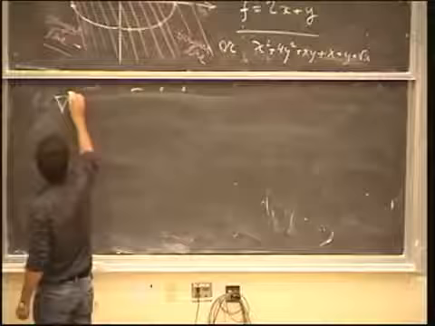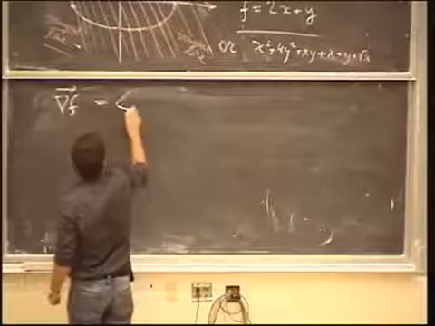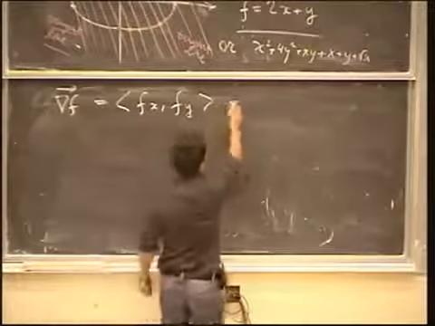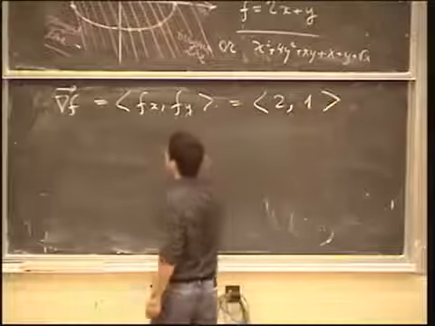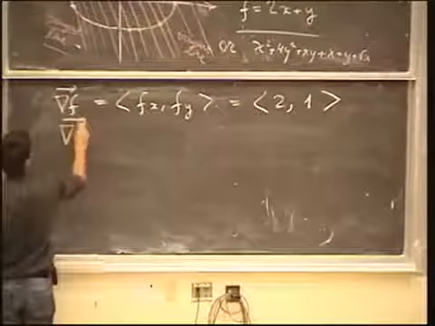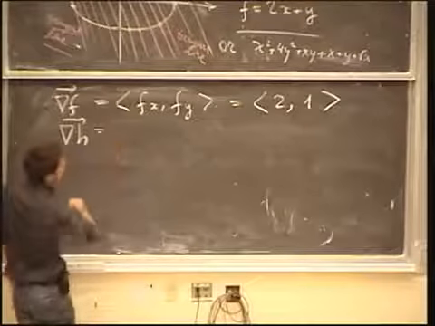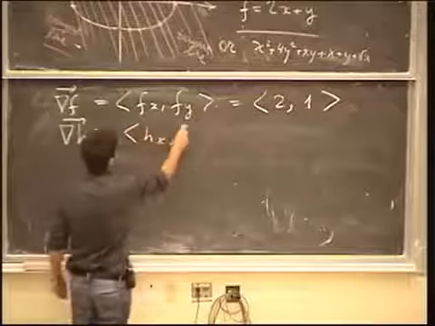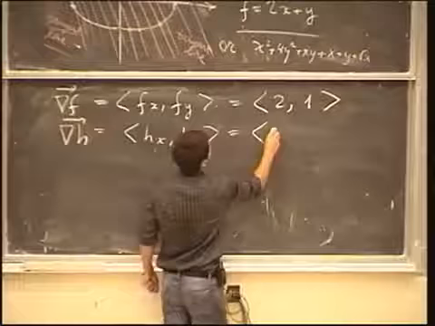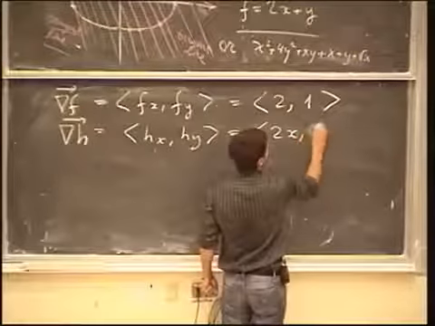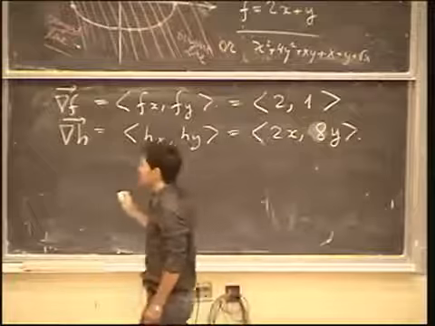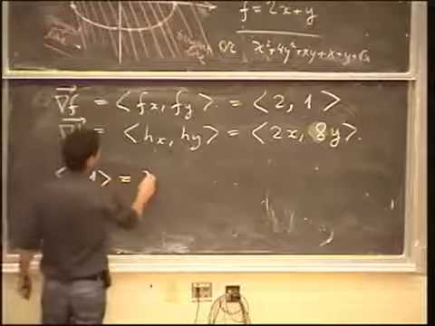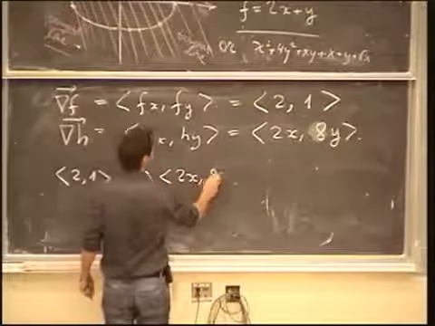So what is nabla f? Nabla f consists of two partial derivatives of f. And those are very easy to find. They're just 2 and 1. And what's nabla h? These are the two partial derivatives of that function, x squared plus 4y squared. So it's going to be hx and hy, going to be 2x and 8y. And now the equation that we want is that (2, 1), that's the left-hand side, is equal to lambda times (2x, 8y).